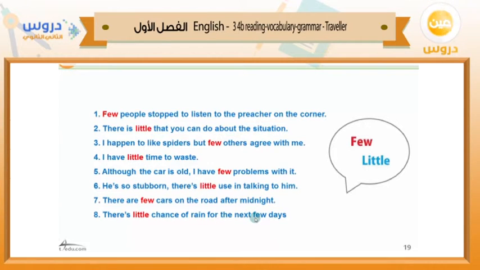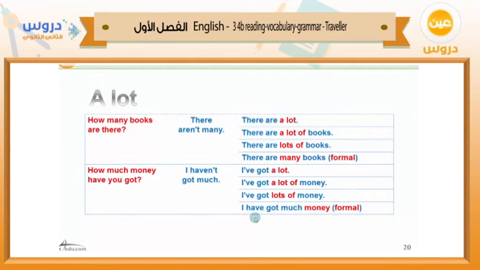So these were examples of, okay, when do we use few and little? Few and little is all about countable or non-countable, things we can count and things that we cannot count. And actually, if you ask me, most of English grammar is about countable, non-countable, and it's all about singular and plural. Now, if we talk about a lot or a lot of, how many books are there?